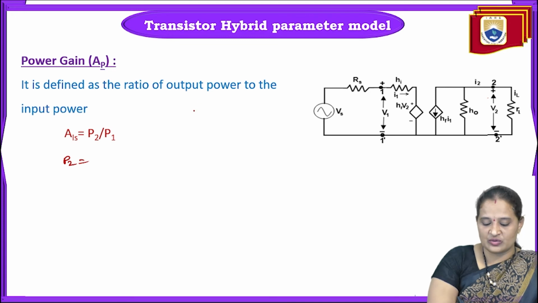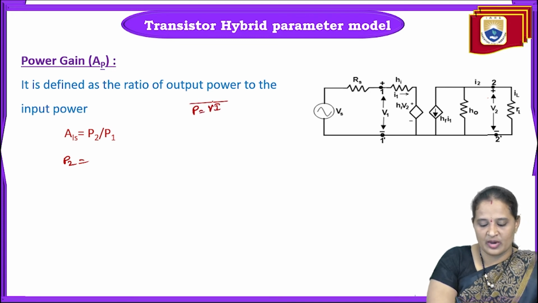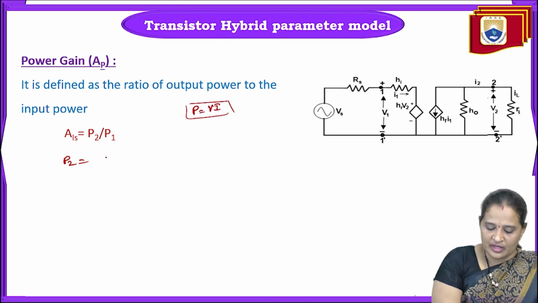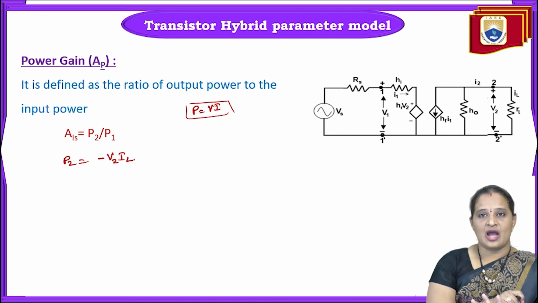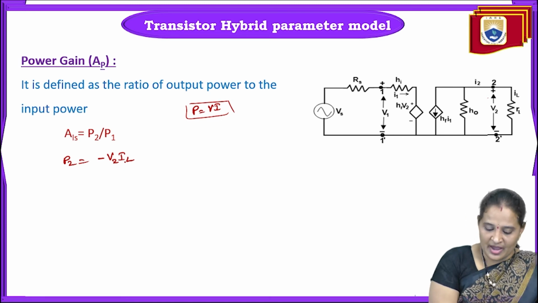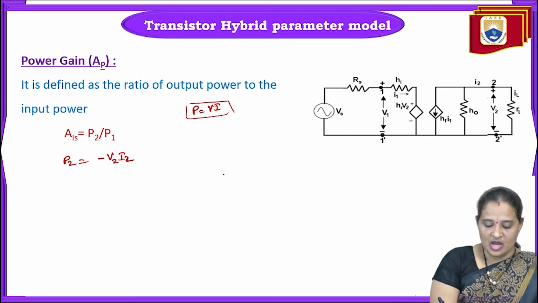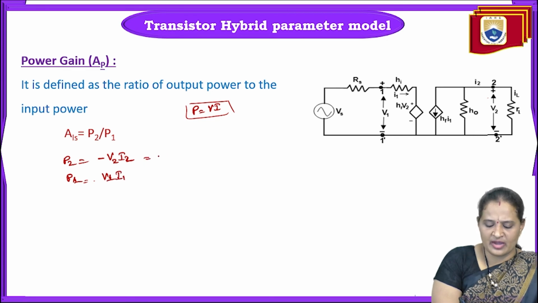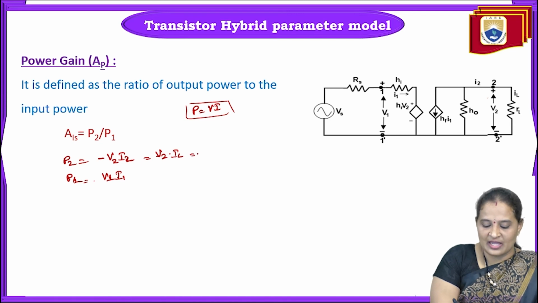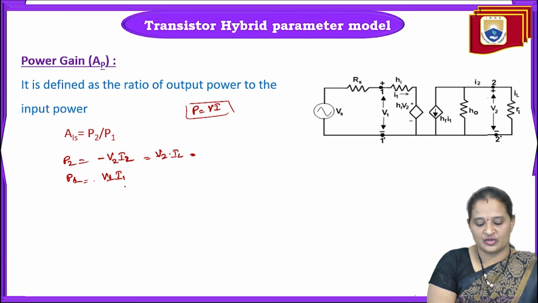So power is always V into I. Power is equal to V1 into I1 minus V2 into I2. Now P1 is nothing but the input power, given by V1 into I1. Why have we taken minus V2? Because V2 into IL is the output power, whereas IL is equal to minus I2. That is why we have written it as minus V2 into I2.